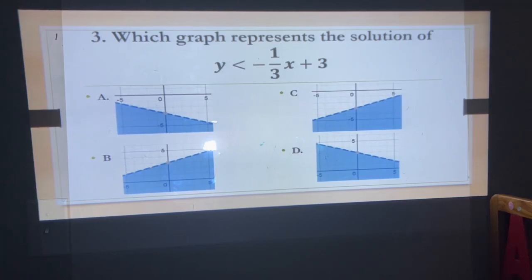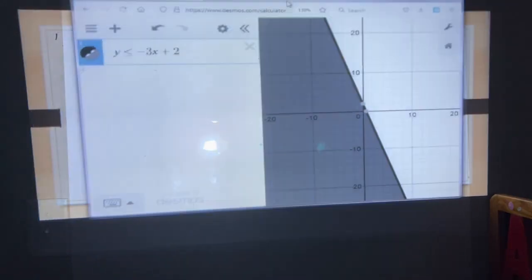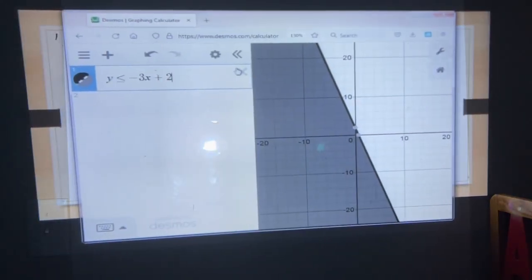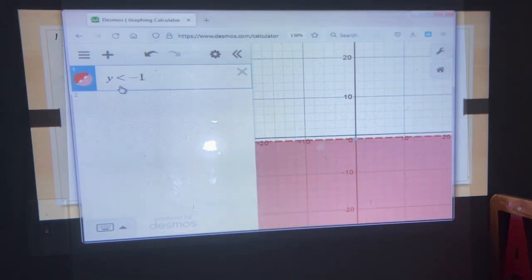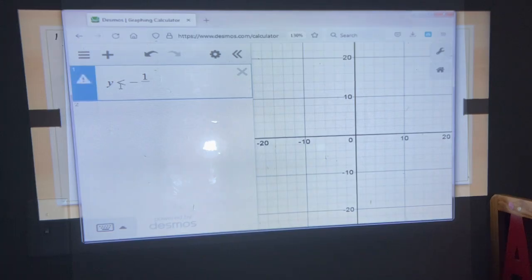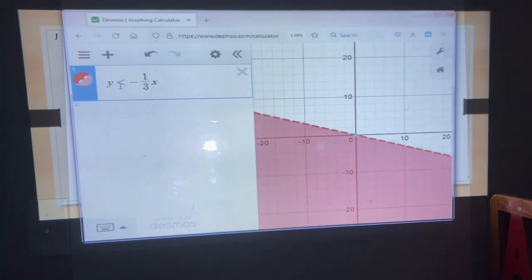Oh, you know what? Negative 1/3 x plus 3, less than. Let's come over here. I'm bringing Desmos back for you. And we have y is less than, let me see, y is less than negative 1/3. Where's my fraction key? Negative 1 divided by 3x. Was it plus 3? I think it was plus 3.